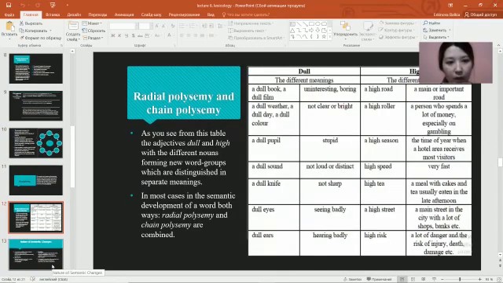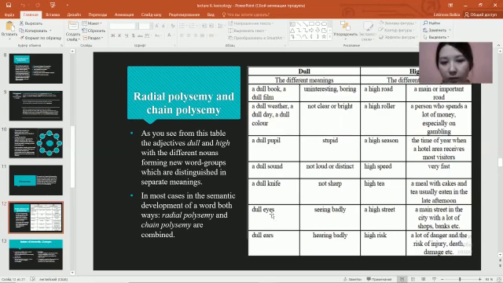Okay, next, radial polysemy and chain polysemy. As you see from this table, the adjectives dull and high combine with different nouns, forming new word groups which are distinguished in separate meanings. In most cases, in the semantic development of a word, both ways, radial polysemy and chain polysemy, are combined. So let's look at the table. Here are given examples for the words dull and high.